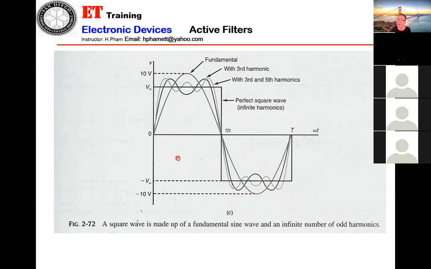If I say I get a 1 kilohertz sine wave fundamental, what is the third harmonic frequency? What is the third harmonic for 1 kilohertz? The third harmonic is 3 kilohertz. 3K, yes, correct. The fifth harmonic, 5K. The seventh harmonic will be 7K.